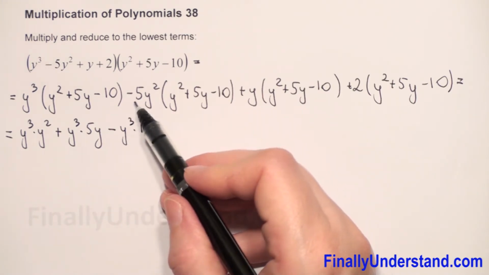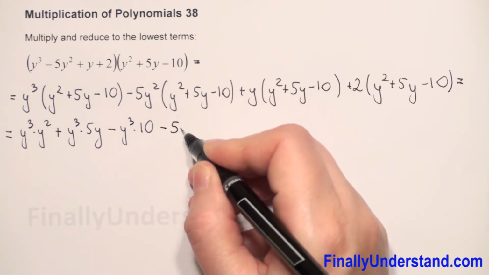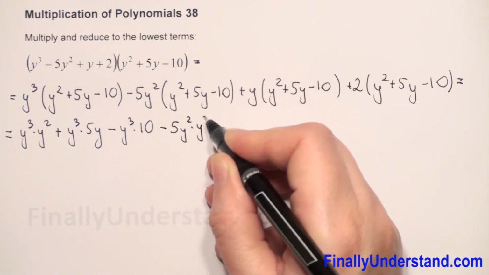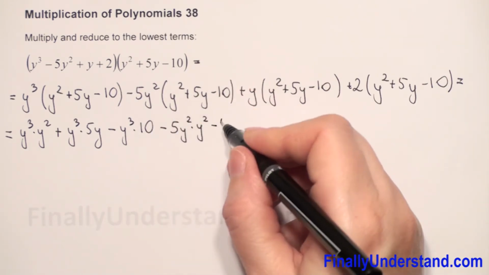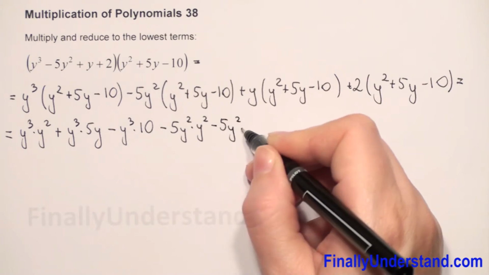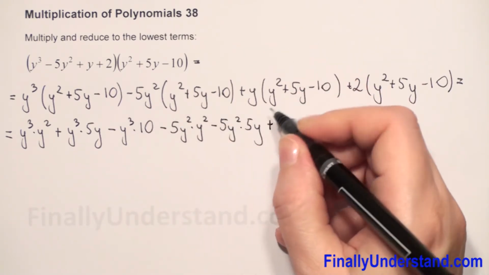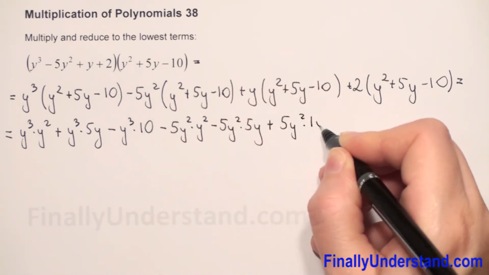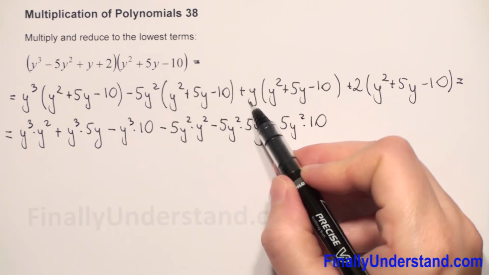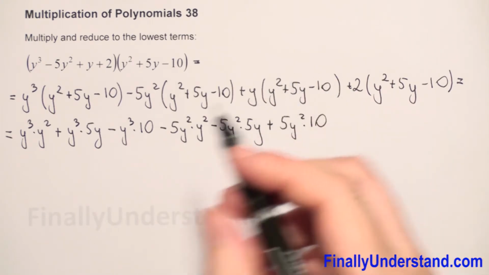Next, we have a negative sign times positive, so it will be negative 5y squared times y squared. Negative times positive, so it will be negative 5y squared times 5y. Negative times negative gives me positive 5y squared times 10. And next we have to distribute y over each term in the parentheses.